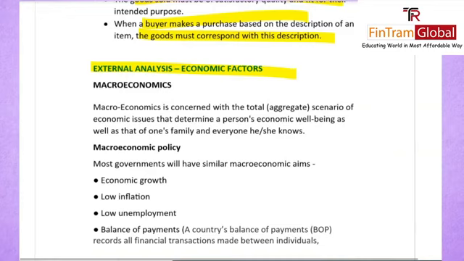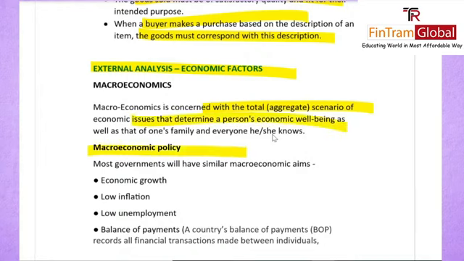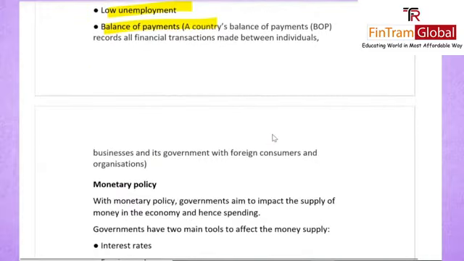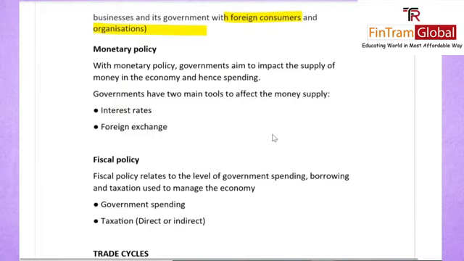Macroeconomics is concerned with the total aggregate scenario of your economic issues. Now, there are various macroeconomic policy objectives: economic growth, low inflation, low unemployment, and a balance of payments. Balance of payments is basically recording all the financial transactions that you make between your individuals, firms, businesses, and government, with any foreign consumers and organizations.